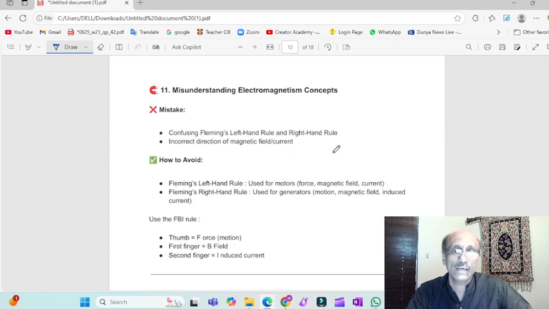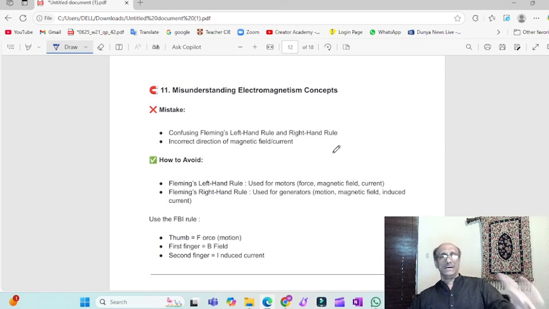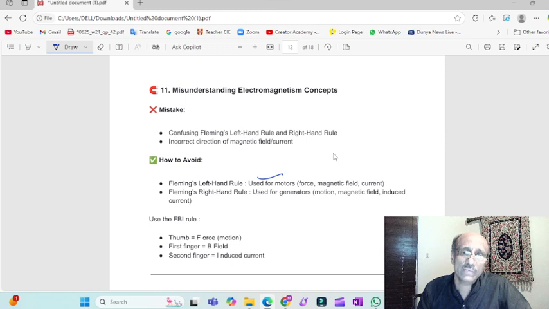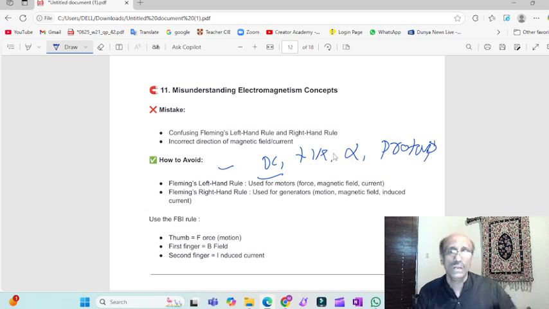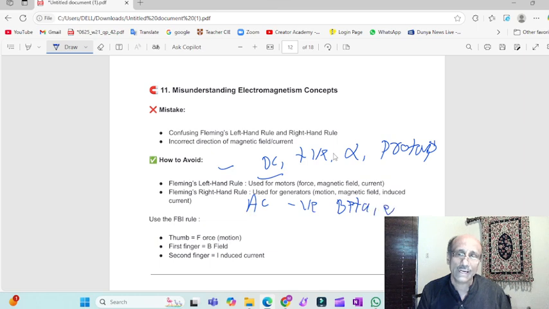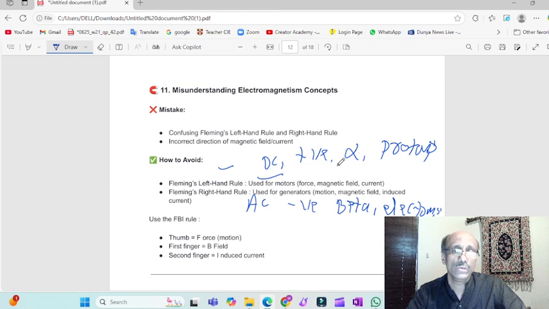Then the other one is magnetism related with electromagnetism, where you will use the Fleming left hand rule and where you will use the Fleming right hand rule. So if the data is given related with the DC motor, if there are positive charges, if there are alpha particles, if there are protons, then you will use Fleming left hand rule. If there is an AC generator, there are negative charges, there are beta particles, there are electrons, then you will use Fleming right hand rule.